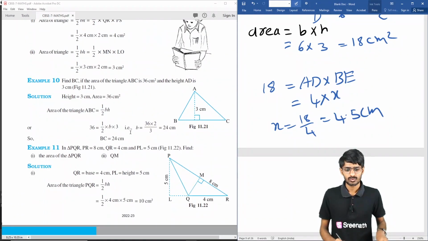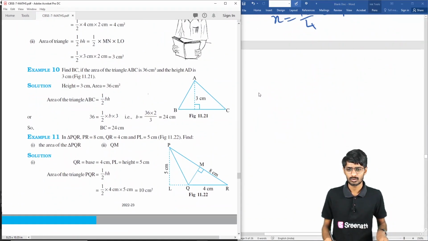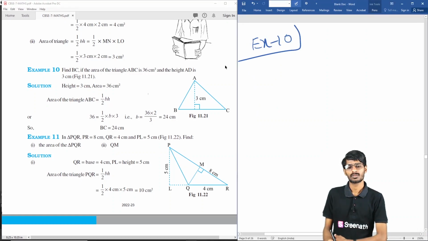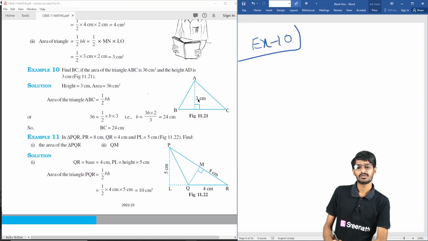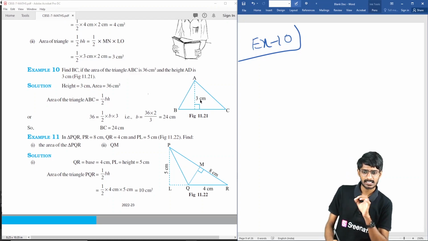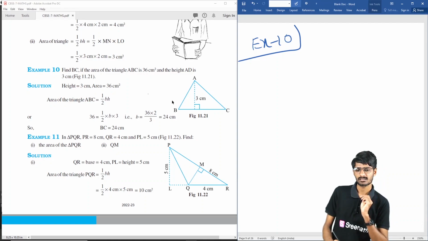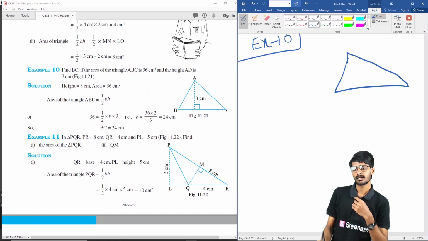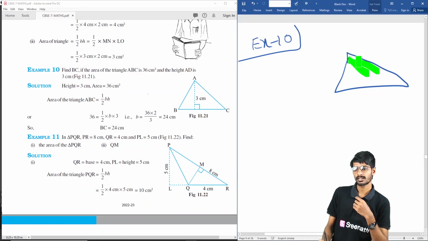Do this on your own, students. I will help you with the 10th example too. So it is the triangle ABC. We have to find the area of triangle ABC, and they have given that it is 36 centimeters. The triangle is like that, and they have given the area of this triangle.